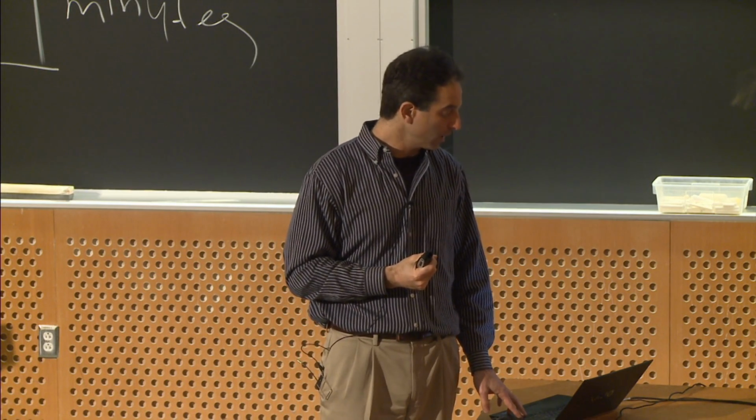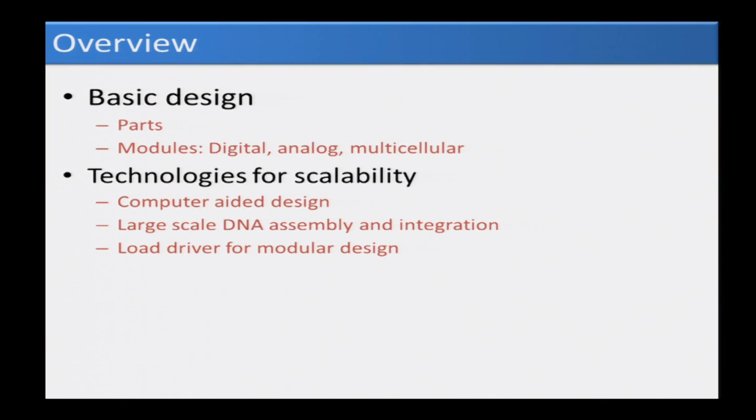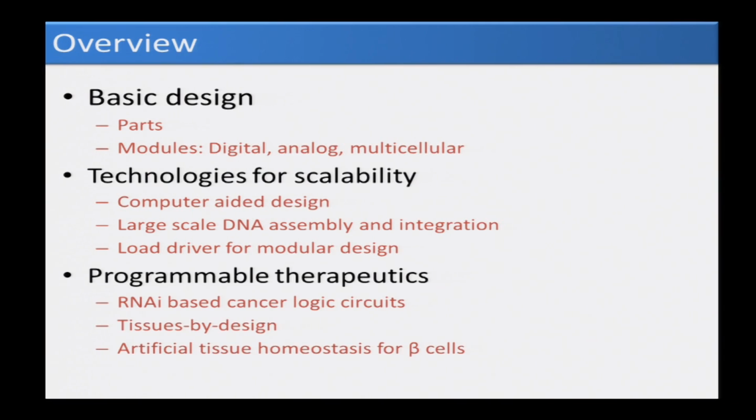Okay, so I'll talk about basic design. I'll talk about scalability, so how do we go from these basic elements to bigger and bigger things? And then I'll talk about some recent things that we're doing where we're building this foundation, but we think that this foundation then can matter. I think this foundation can change how you approach things that really don't have the greatest of solutions now. They really change the paradigm, for example, for cancer, for this notion of building tissues by design on chips, and for diabetes and so on.